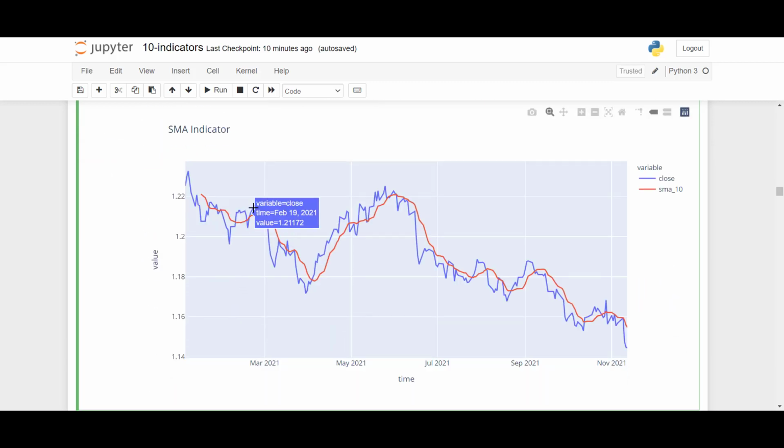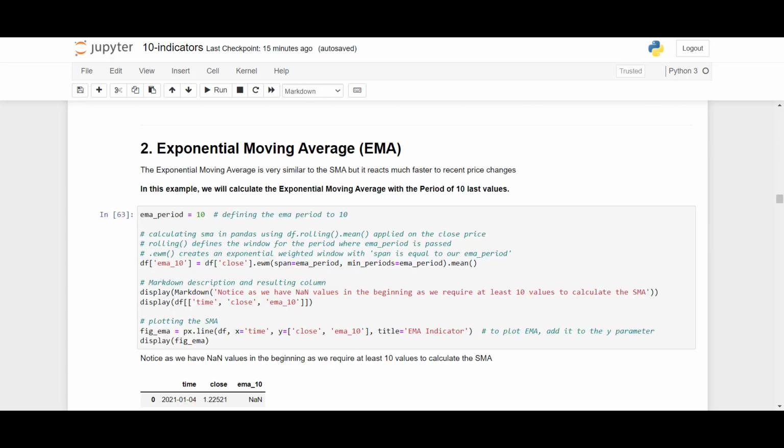So here the blue line represents the close prices, and the red line represents the SMA. The EMA is very similar to the SMA, but it reacts to recent price changes much faster. So in this example, we will calculate the EMA of period 10. So here we specify EMA period is equal to 10.